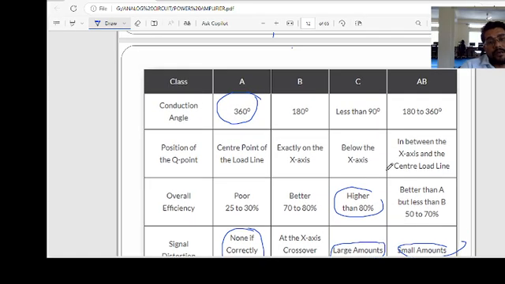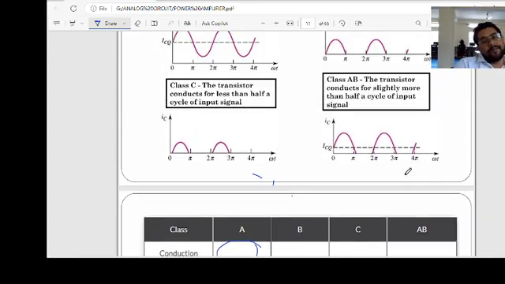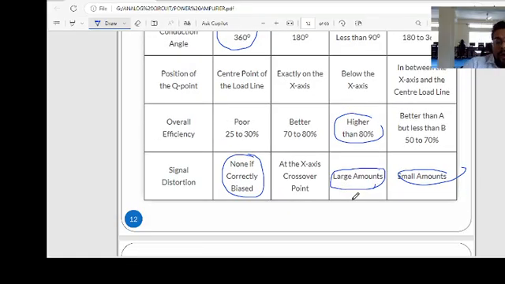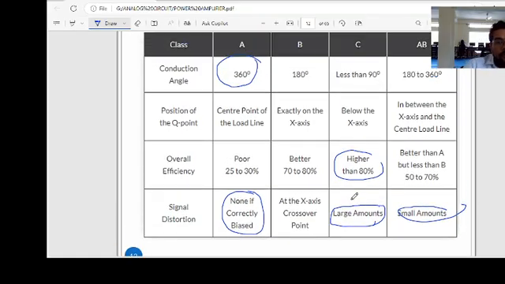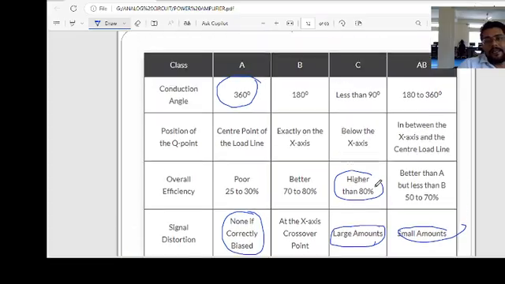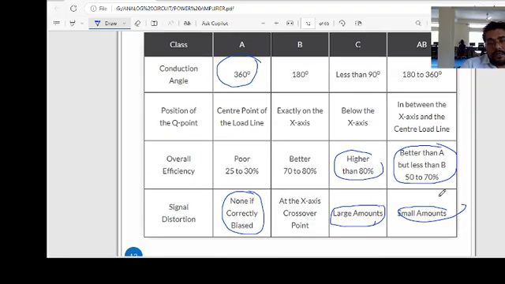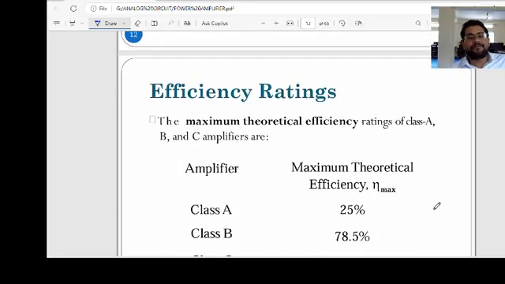Generally they will ask the question: compare class A, class B, class C amplifiers. Sometimes they will ask you to write the properties of class A and class B power amplifiers. And next we have the class D amplifier. Its efficiency is reduced compared to C, but the distortion is small, because we want less distortion. That's why we use class AB amplifiers.